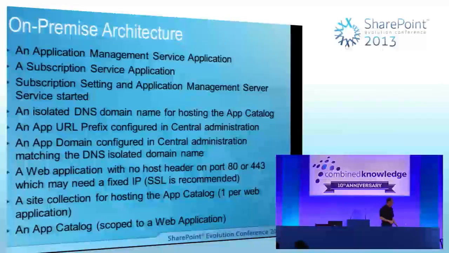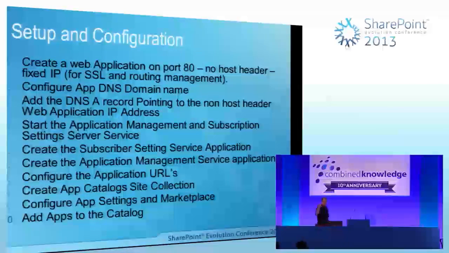A site collection for hosting the App Catalogue, and finally the App Catalogue itself to host the apps. So that's the core architecture. So the process, this is my way that I've set it up. This is my steps, the 10 steps that I do. And it seems to work pretty well so far.